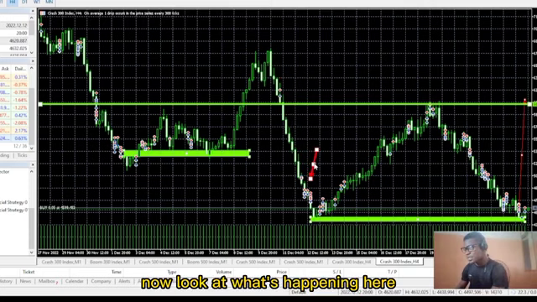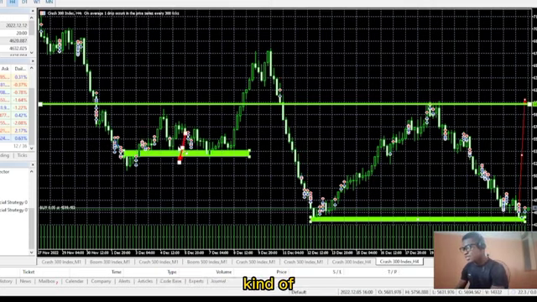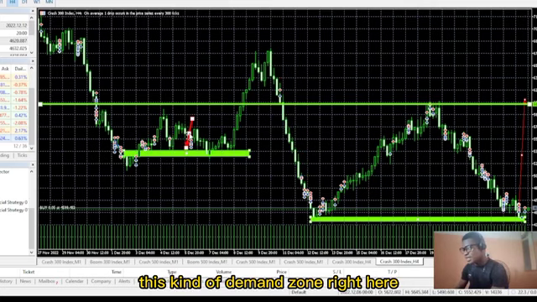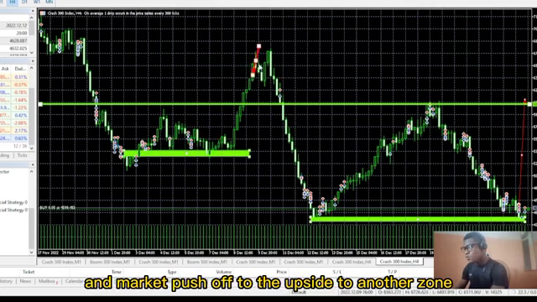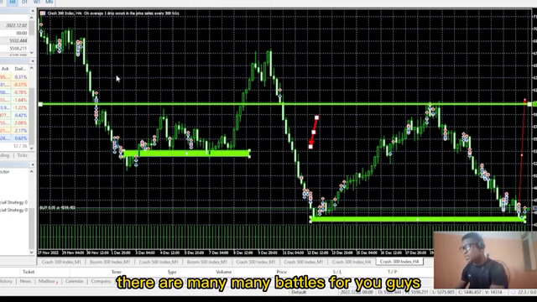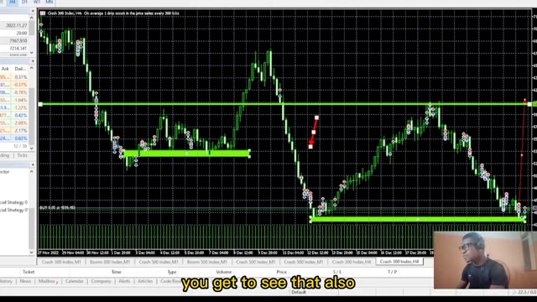So now look at what's happening here. The market moved all the way, had this kind of demand zone right here, and the market pushed up to the upside to another zone. Let me mark that zone for you guys so you get to see that also.